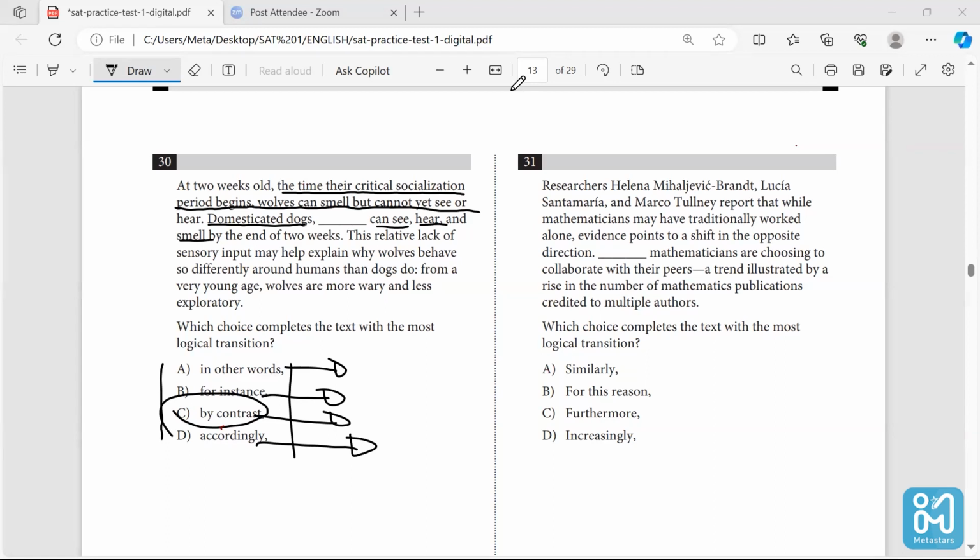Read the sentence before and after. Researchers Helena, Lucia, and Marco report that while mathematicians may have traditionally worked alone, evidence points to a shift in the opposite direction. Yes. Furthermore, wait a second. Continue reading. Mathematicians are choosing to collaborate with their peers, a trend illustrated by a rise in the number of mathematics publications credited to multiple authors. So they're talking about this one. A rise in the number.